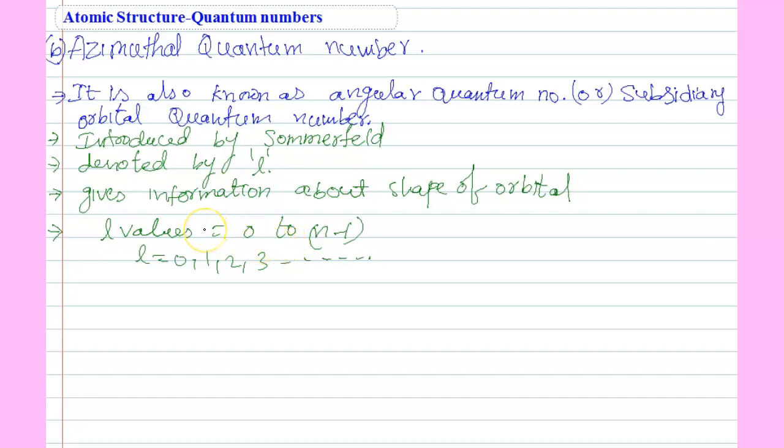So based on that we can define the shape also. That means suppose l equal to 0, 1, 2, 3. So l equal to 0 means that is s orbital, l equal to 1 means p orbital, l equal to 2 means d orbital, l equal to 3 means f orbital. So these are the notations.